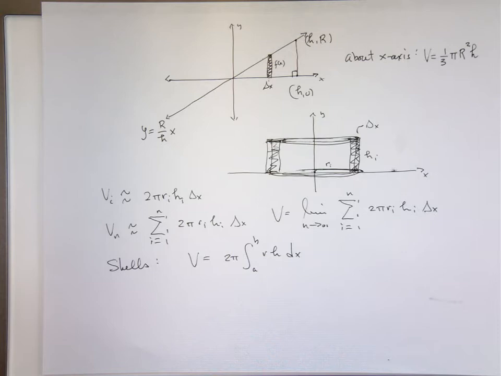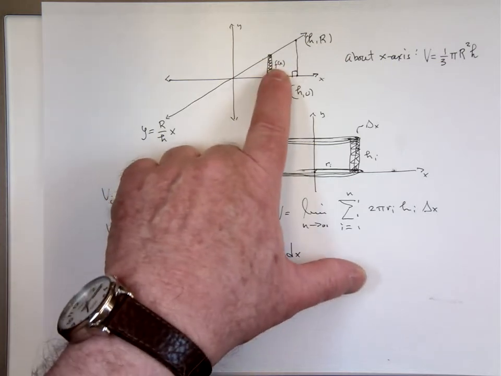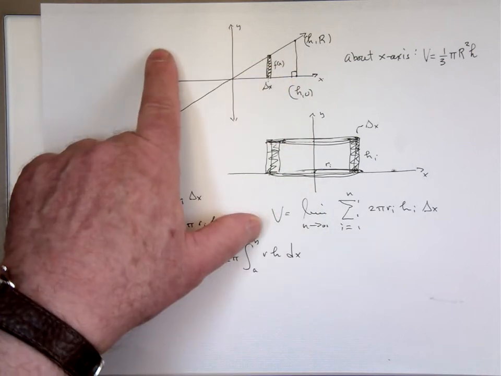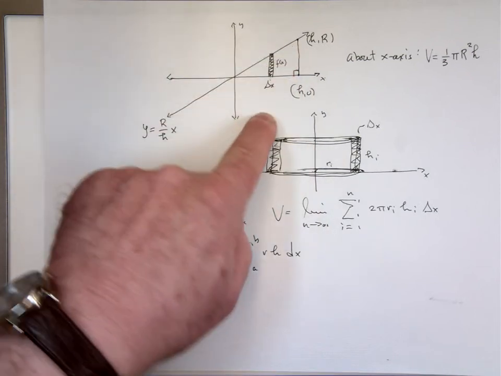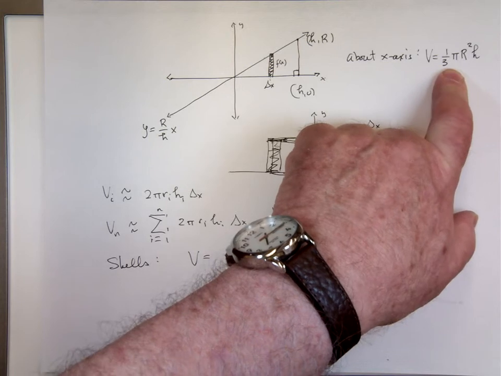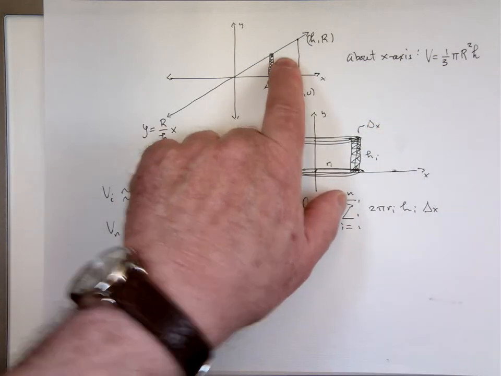So here's what we're going to do. Watch this. I'm going to take this area, whip it around the y-axis. Now, when I whipped it around the x-axis, I got 1/3 pi r squared h. When I take this around the y-axis, will I get 1/3 pi r squared h again?